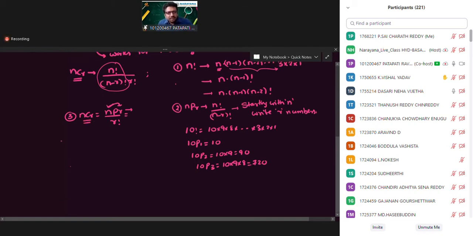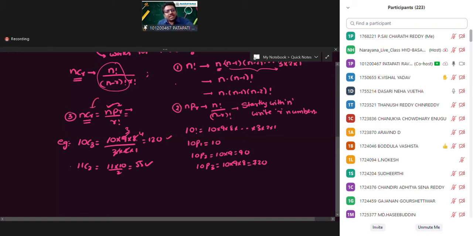Okay. For example, what is 10C3? See, I don't always write the formula and waste my time. 10 into 9 into 8 divided by 3 into 2 into 1, 3 factorial. You understand? So 120. Yes. What is 11C2? Simply 11 into 10 by 2, 55. Do you see? Is it clear? Yes, sir. So first you need to understand how to easily find nCr.